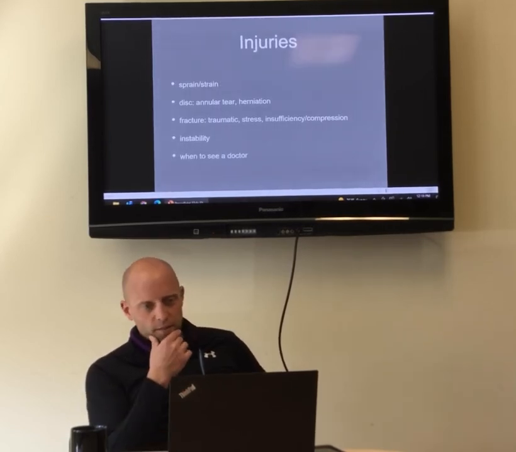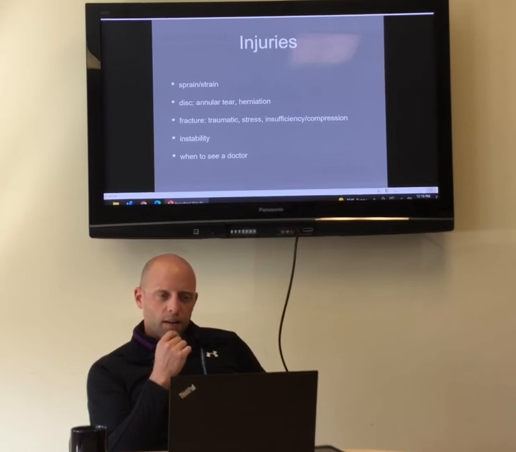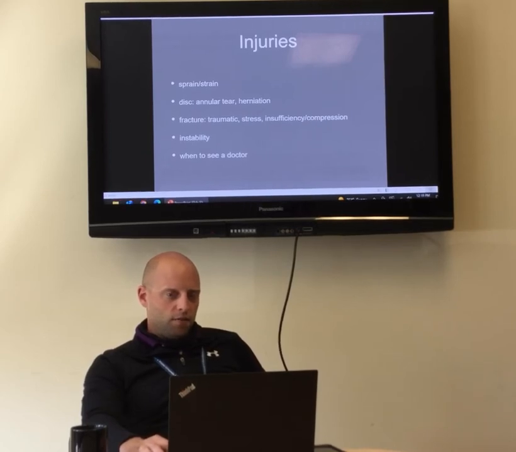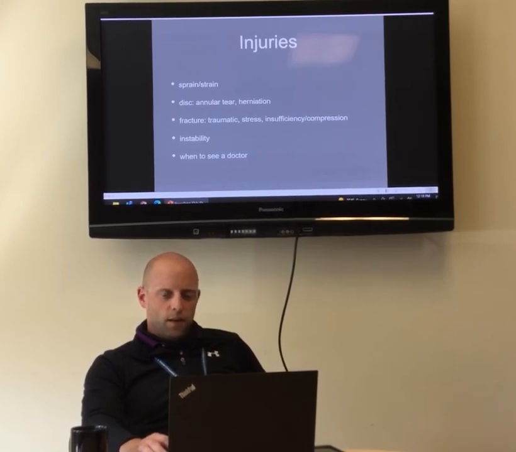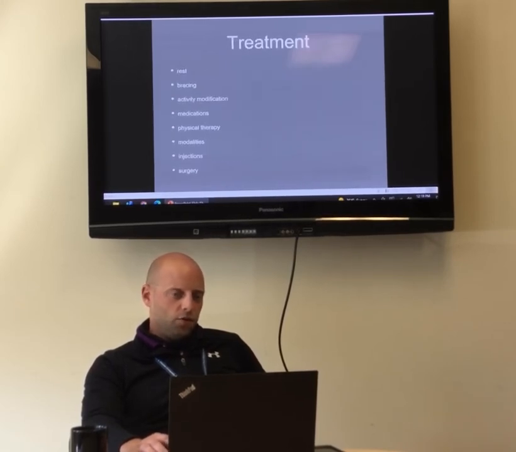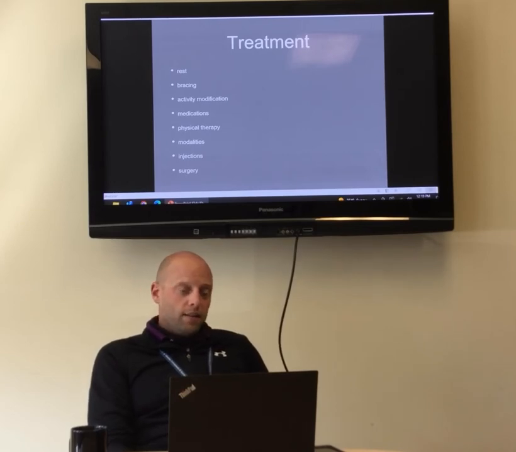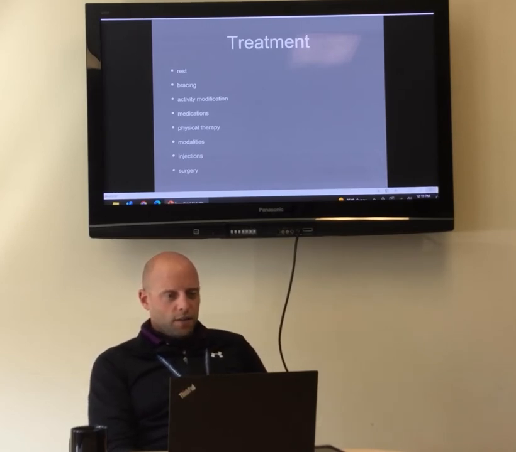So injuries of the back: sprains and strains, and then we have injuries to the disc, and that could be anything from an annular tear to a herniation. Fractures: you can have traumatic fractures, stress fractures, and then insufficiency or compression fractures, and then which injuries cause instability and when to see a doctor. So typical treatment for back pain: rest, bracing, activity modification, medications, physical therapy, other different modalities. We talk about chiropractic manipulations, massage, acupuncture, all that stuff, injections, and then finally surgery.